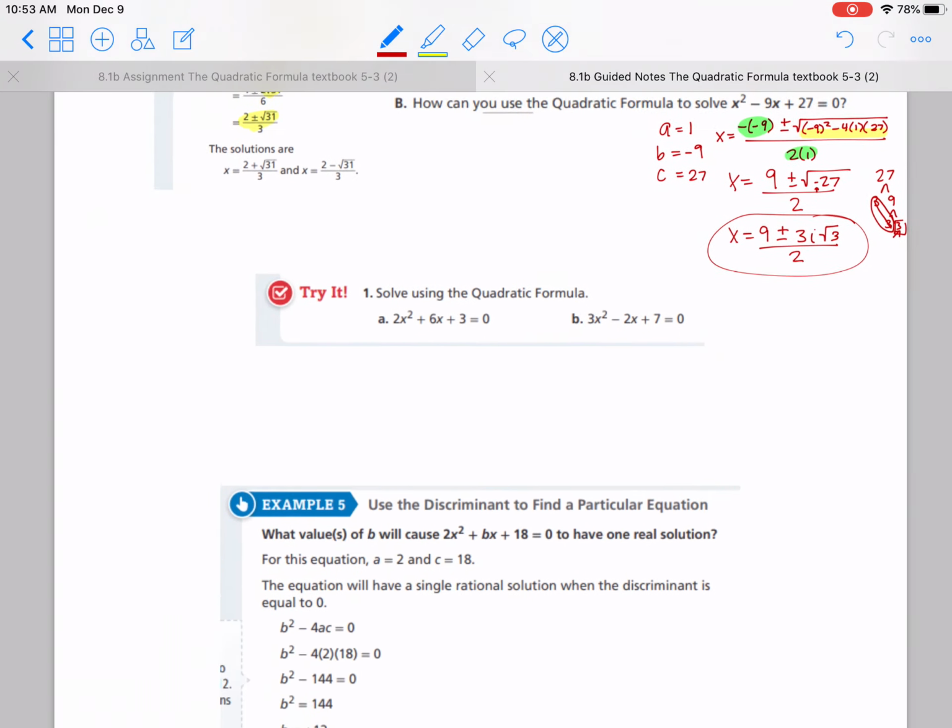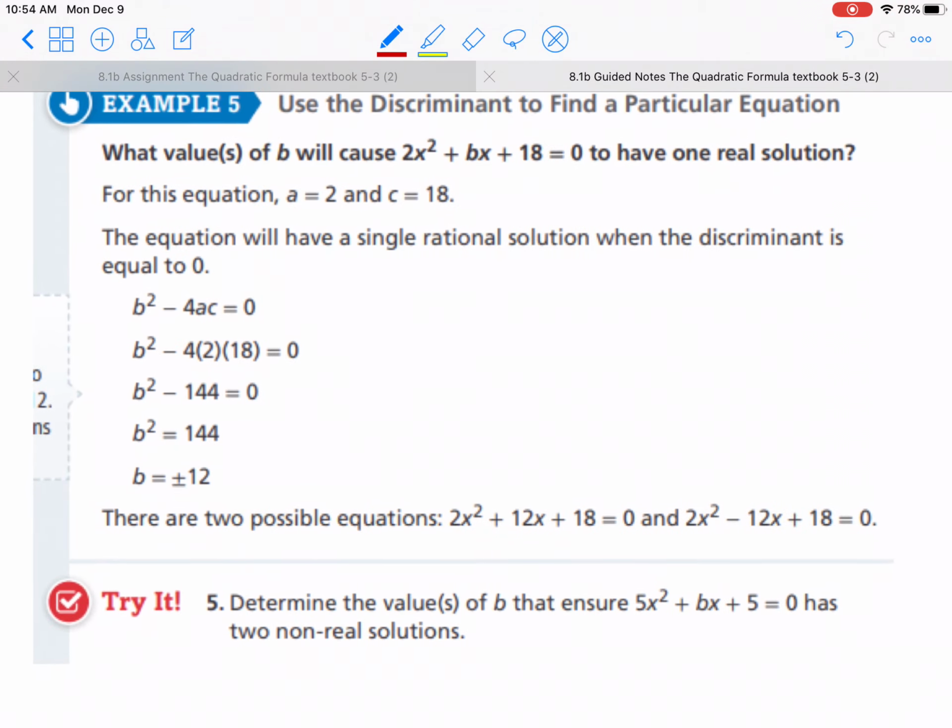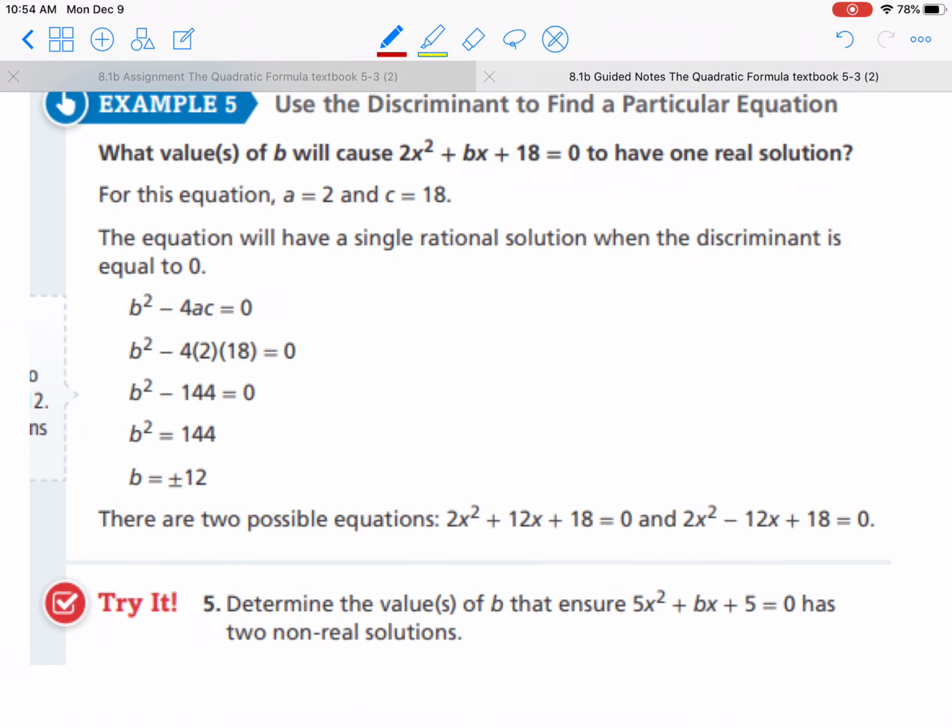Okay, now, this last thing I just find really interesting. There's only 3 homework problems about this. It's not the most critical concept, but I really like it. So I'm going to have us try this. This says, what values of b will cause this function to have one real solution? What values of b will cause this to have one real solution?